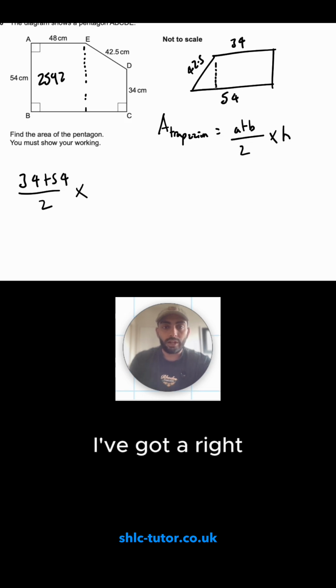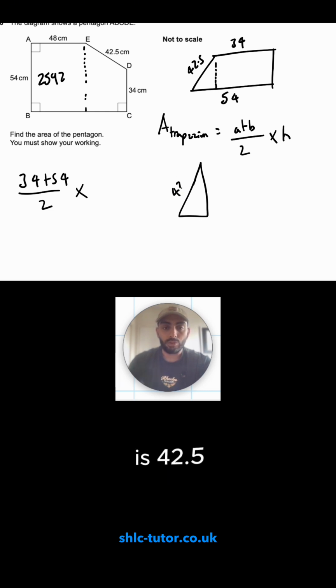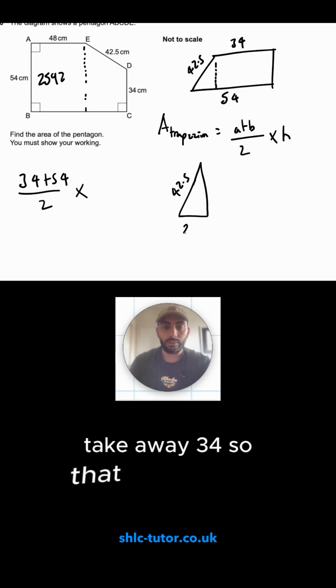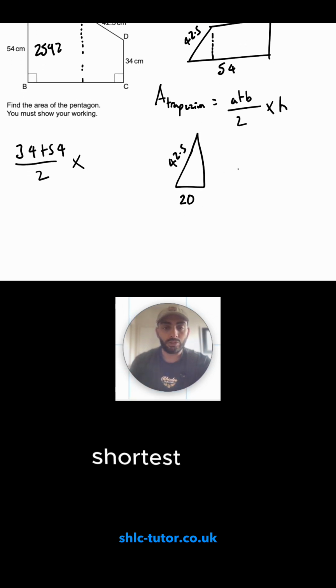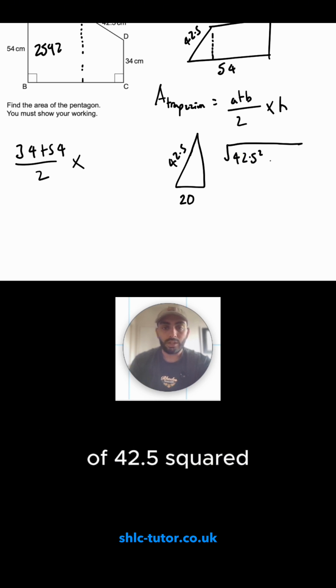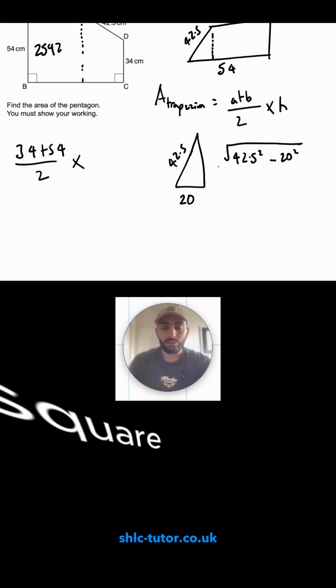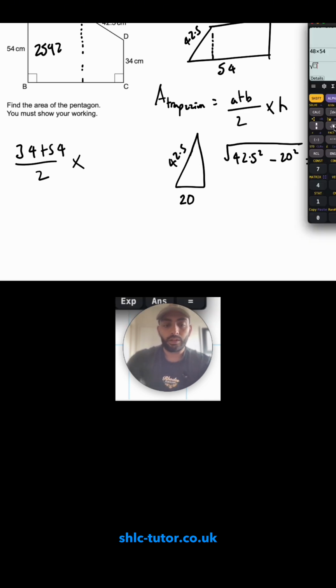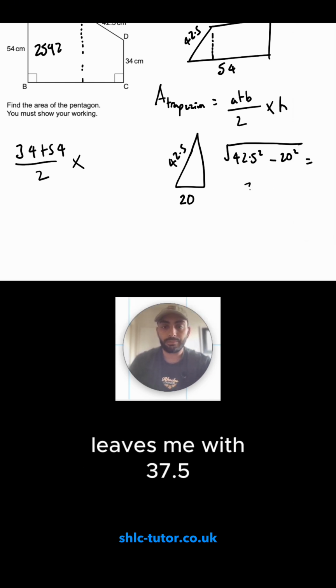I can see I've got a right angled triangle that's formed just here. So I'm going to draw that over here, and we'll try and find the height. So the diagonal, the hypotenuse, is 42.5. The base of that right angled triangle will be 54 take away 34, so that base will be 20. I'm trying to find one of the shorter sides, so I'm going to do the square root of 42.5 squared, taking away 20 squared, and square root all of that, and that will give me my height. So 42.5 squared, take away 400, which is 20 squared, and that leaves me with 37.5.